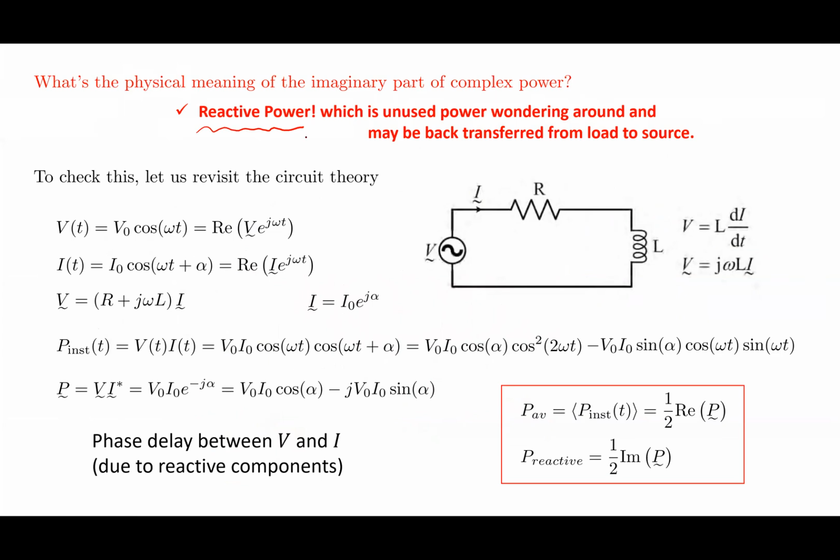Again, this reactive power happens whenever we have a phase delay between the voltage and current in our circuit. If we don't have any reactive component, for example inductance or capacitance, if we only have the resistance in our circuit, then we don't have any reactive power.